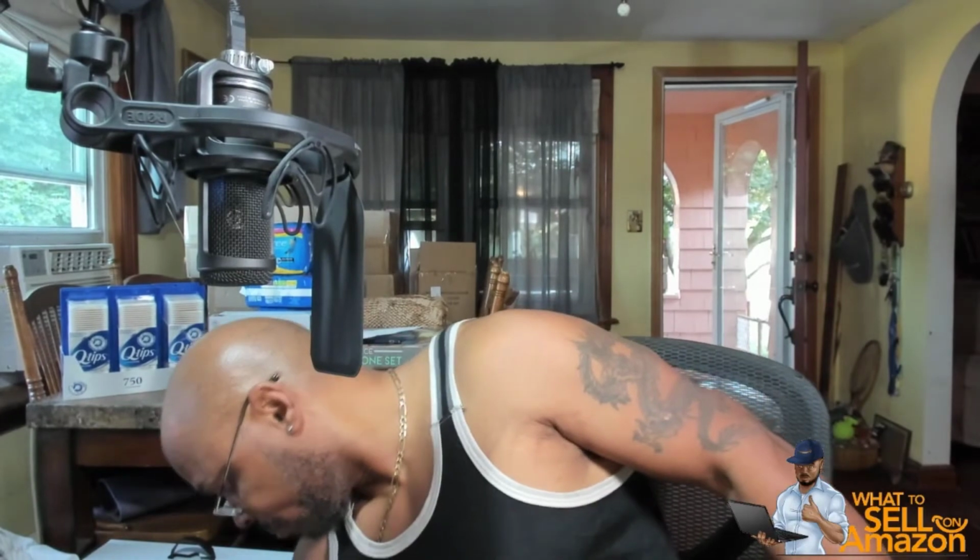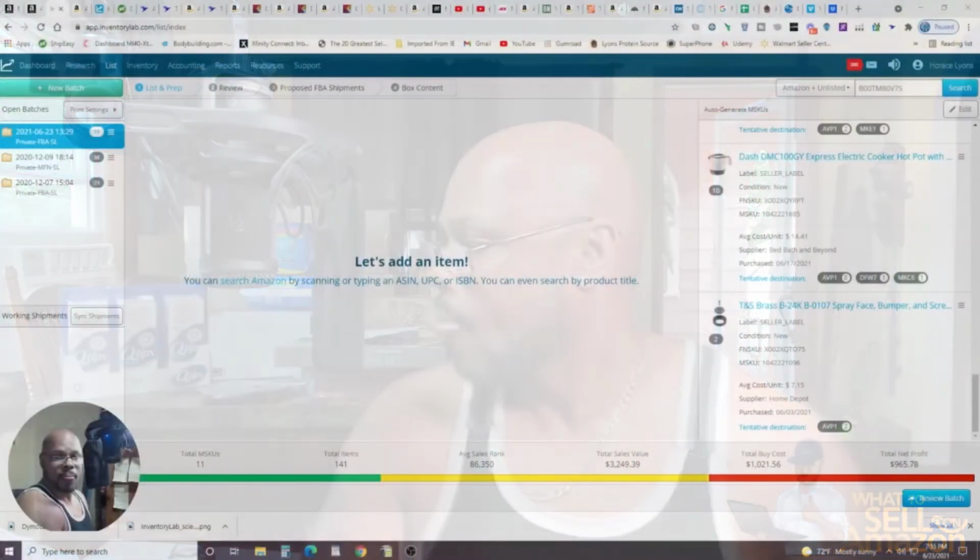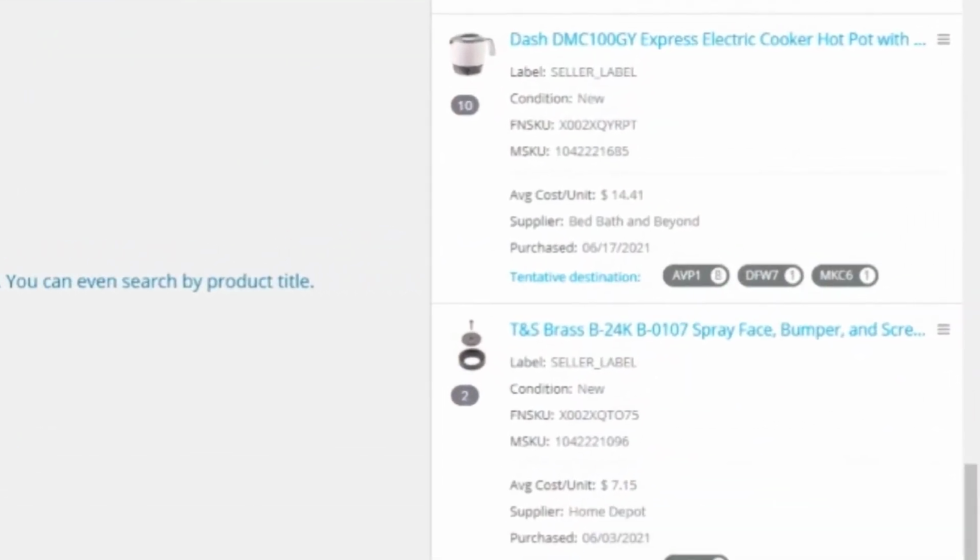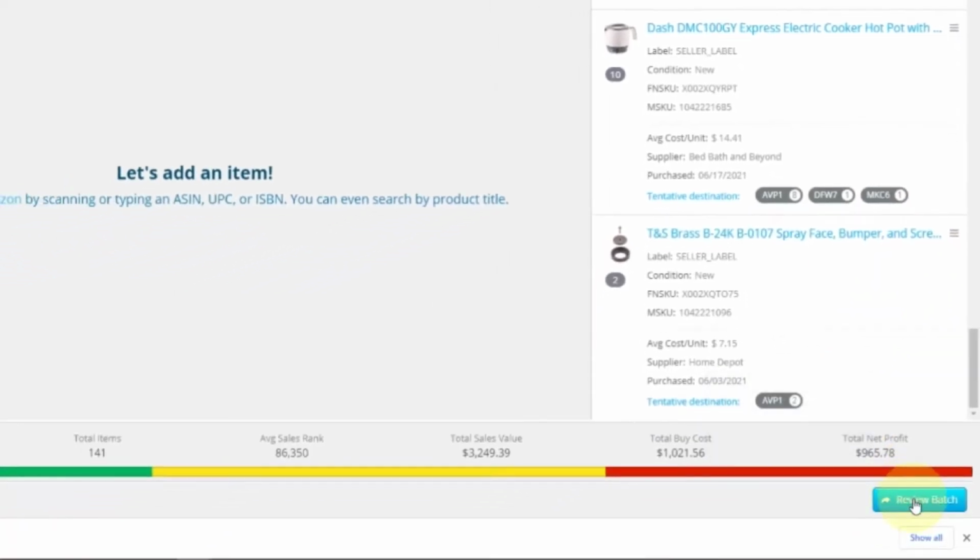But for me, this is huge. Just this setup right here, seeing what I got going on. And then right from here, I can see there are 10 of these. Right now, they're saying, hey, 8 are going to go to this warehouse, 1 is going to go to this warehouse, 1 is going to go to that warehouse. It may happen that way. It may not. But what you would do at that point, you would review your batch.